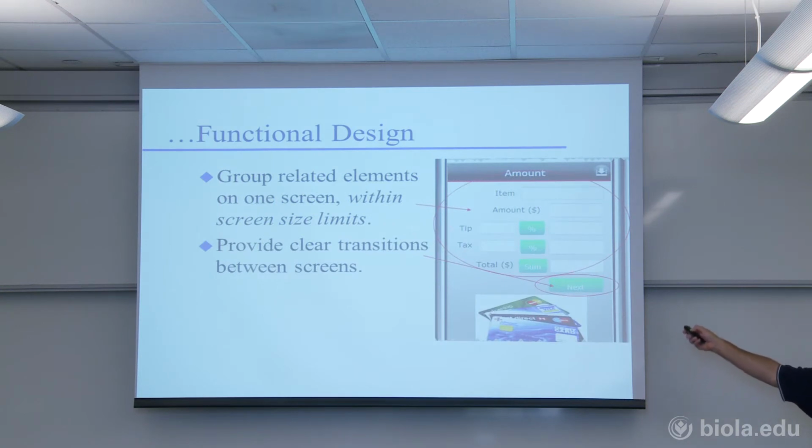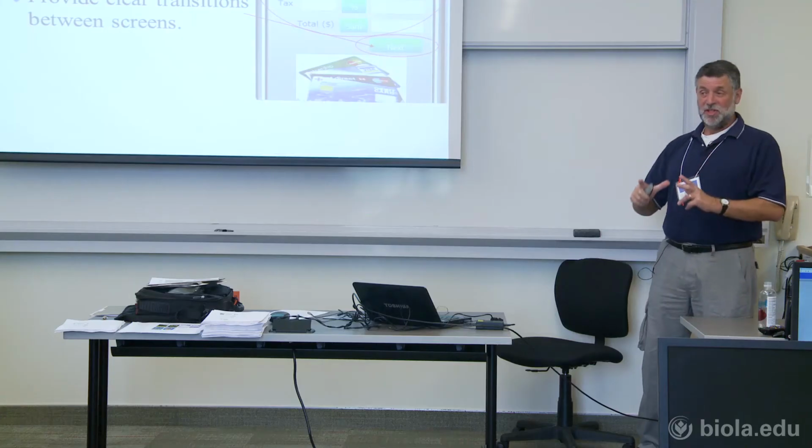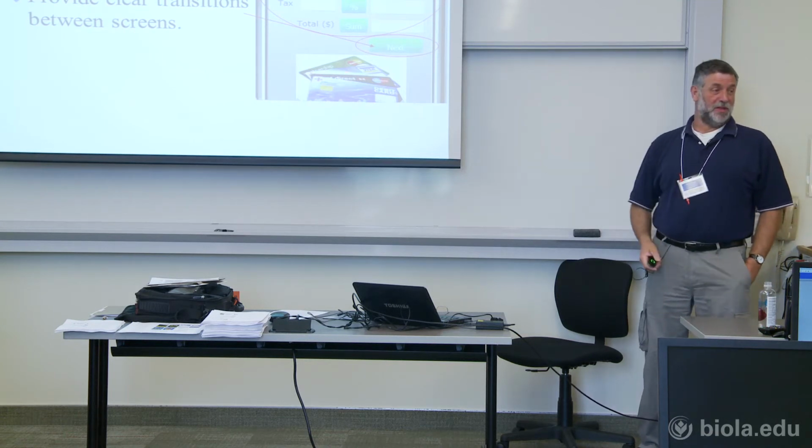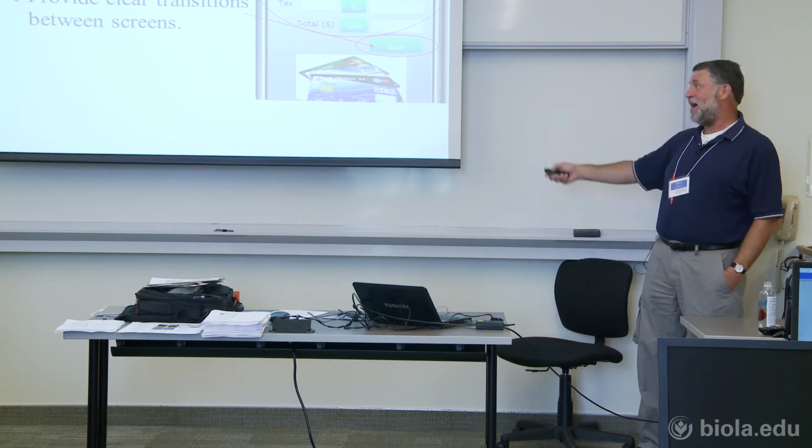Make sure you group related items. This is from an app in their template list. It's basically a "I've bought something and want to bill it to my credit card" kind of app. So all the related entry fields, what's the item, how much did it cost, what's the tip, what's the tax, give me the total, everything is together. So functionally it's clean. You could actually even get rid of this graphic and make it a little cleaner in my opinion, but this isn't my app.